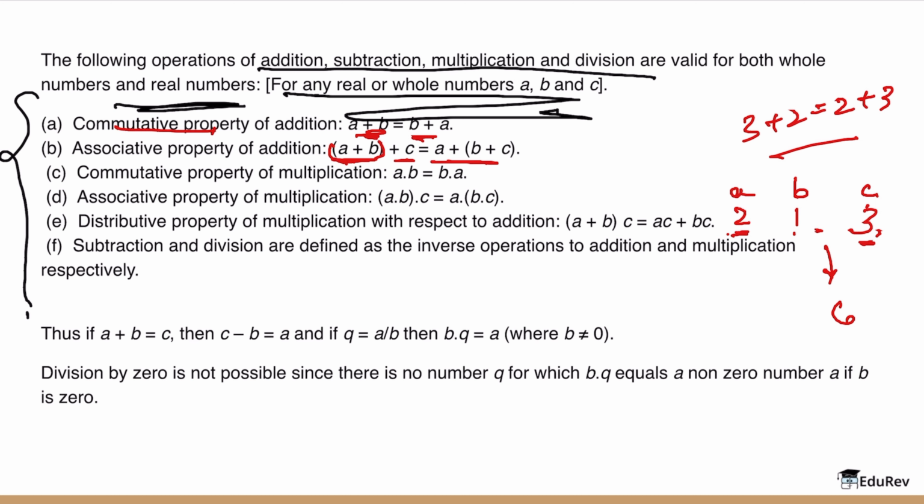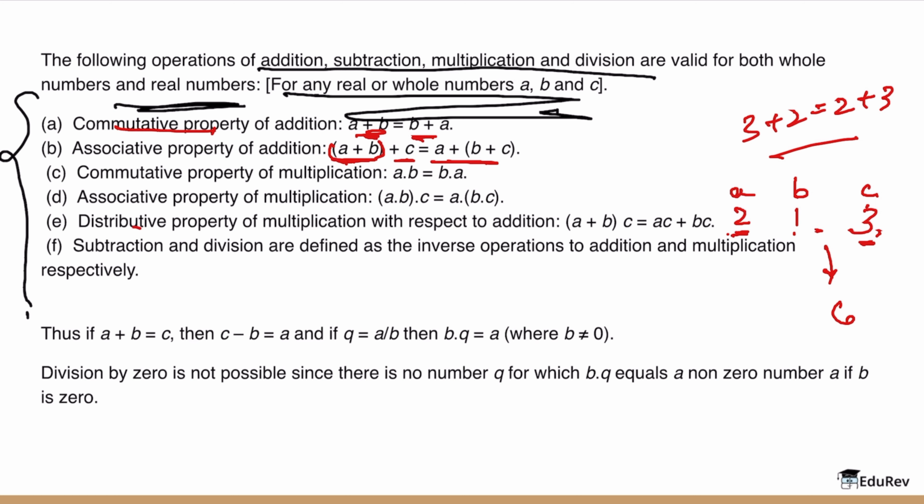And the commutative property of multiplication says that A into B is nothing but B into A. 3 2s are 6. 3 2s are 6 means when I multiply 3 by 2, then my answer is going to be 6. And if I'm going to multiply 2 with 3, then my answer is also going to be 6.